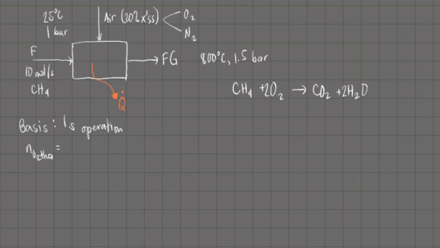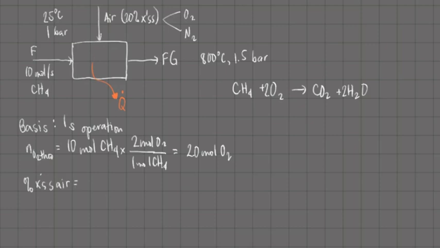How do we solve that? That's simply 10 moles of methane, that is from our feed, and we perform stoichiometry using our balanced combustion equation. That is, for every 1 mole of methane, there are 2 moles of oxygen consumed. Therefore, our nO2 theo is 20 moles oxygen. This theoretical amount of oxygen can be used with the definition of percent excess air. The percent excess air is numerically equal to the percent excess oxygen.